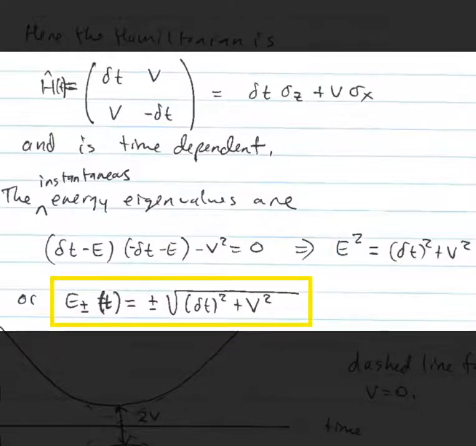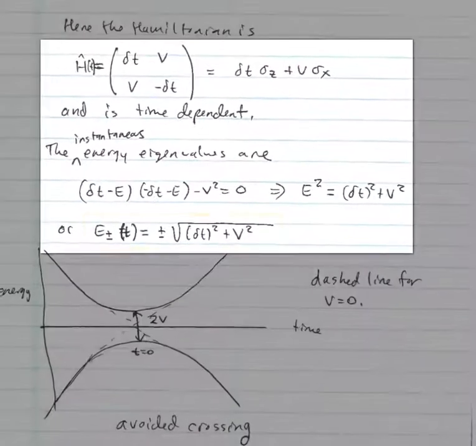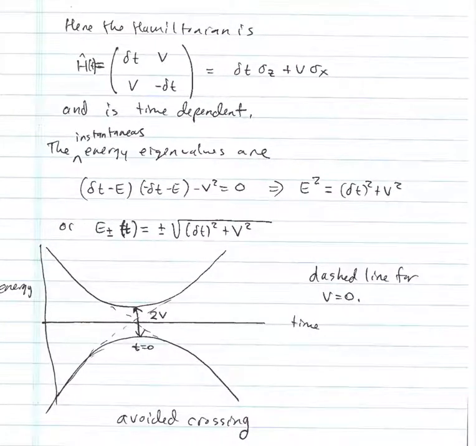So the energy eigenvalues, there's two of them. We'll call them E plus and minus. They're just plus or minus the square root of the quantity delta t squared plus v squared. Now we can plot those as a function of time. Notice that when t equals 0, those eigenvalues are plus or minus v. When t gets very large and approaches plus or minus infinity, those eigenvalues are plus or minus delta times t, absolute value.